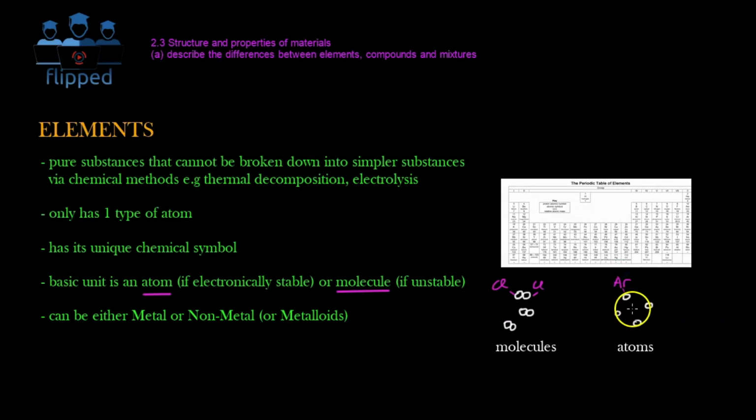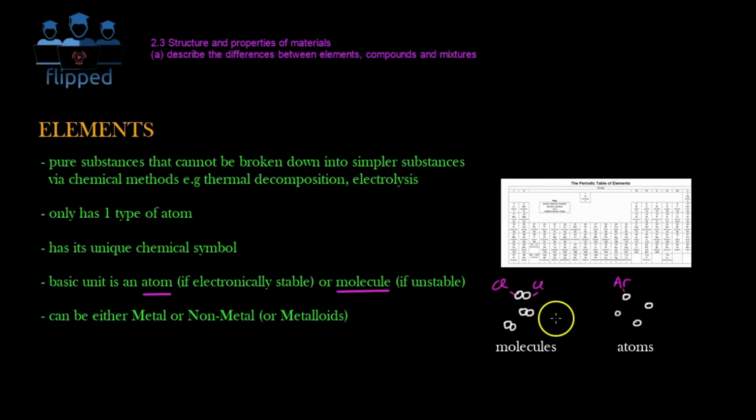Argon is electronically stable because it's group 0, so it doesn't form any molecule with other elements. It just exists on its own in gaseous form. Whereas chlorine, because it's unstable, has to share electrons with another chlorine atom to form chlorine molecules. But basically, elements can exist in an atom or a molecule state.